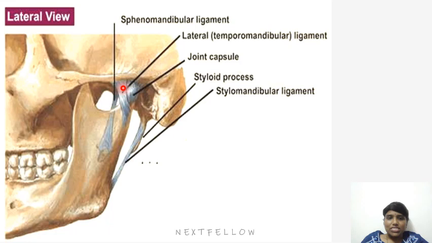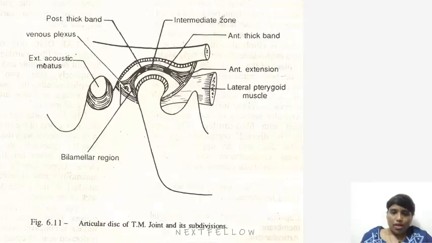Lateral ligament, it is attached above to the articular eminence and below to the neck of the mandible. Stylomandibular ligament, it is attached from the tip of styloid process to the angle of the mandible. Spinomandibular ligament, the attachment above is to the spine of sphenoid and below is to the lingula.